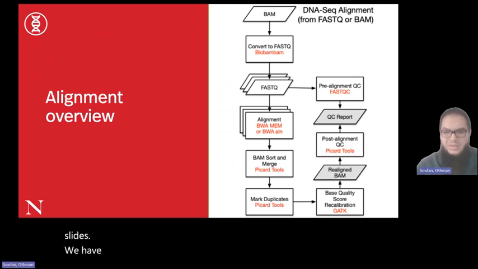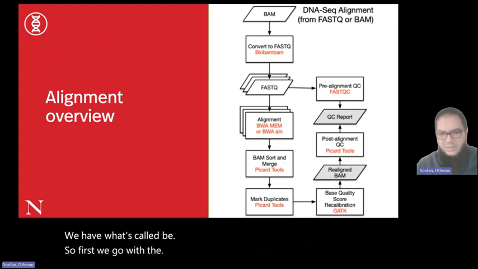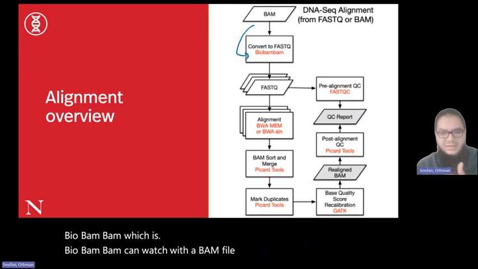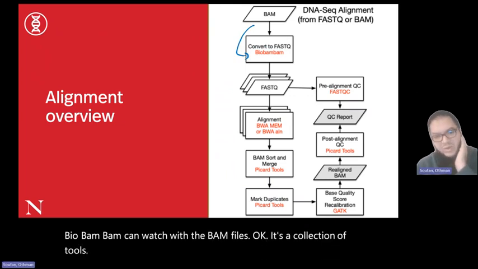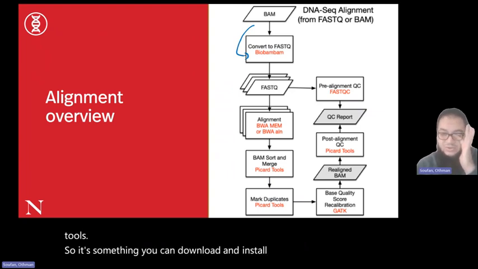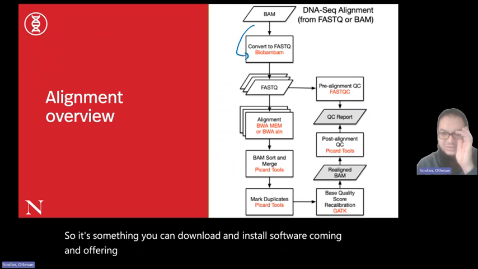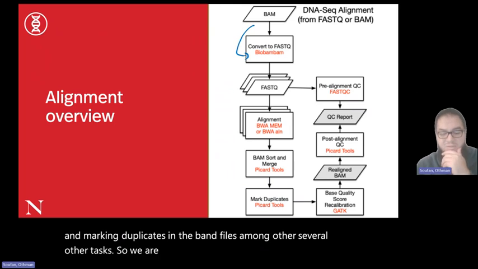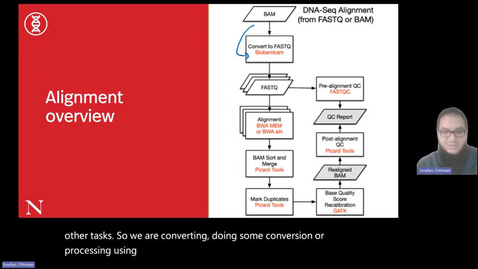First we go with BioBAM, which can work with BAM files. Okay, it's a collection of tools. So it's something you can download and install as software, offering lots of functionalities. It can help with sorting, merging, and marking duplicates in the BAM files, among several other tasks. So we are doing some conversion or processing using this tool.